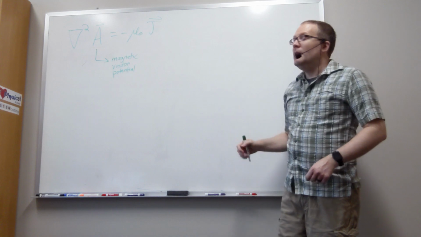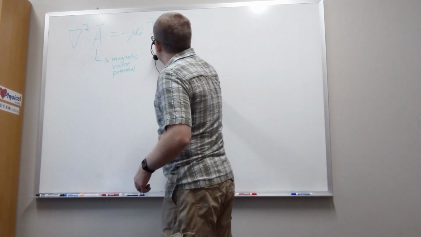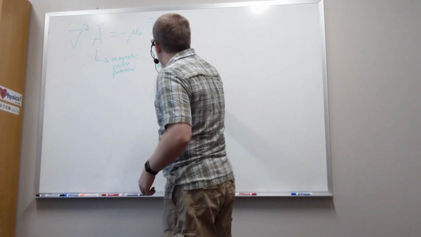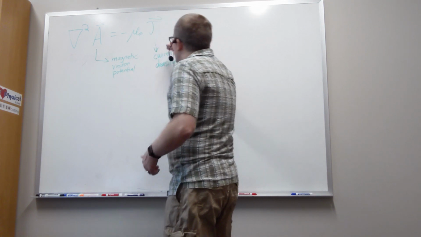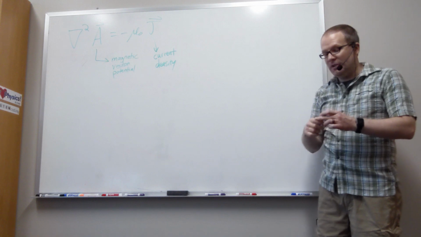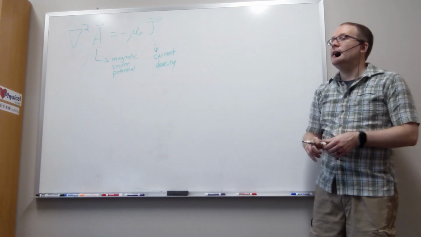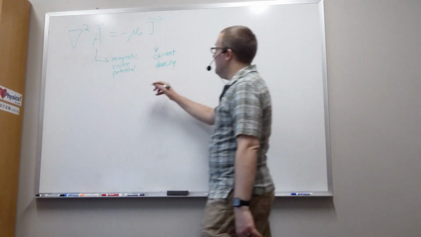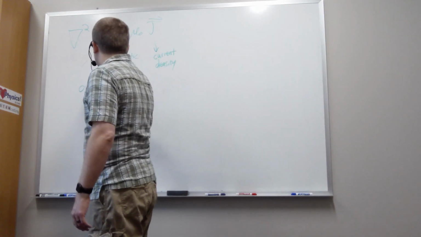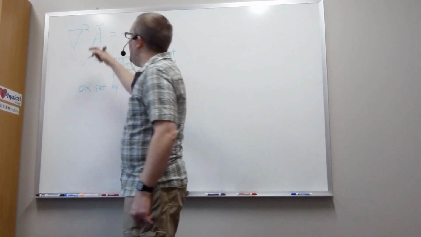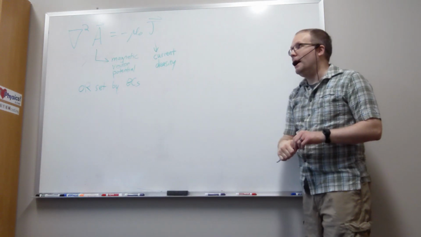It's created by the current density J here. Just like we had a charge density before, this is now the current density. You can think of this as how much current you have passing through a certain cross-sectional area at any given moment. Or it might be set by boundary conditions. Just like we had before, A is going to have a set of boundary conditions.